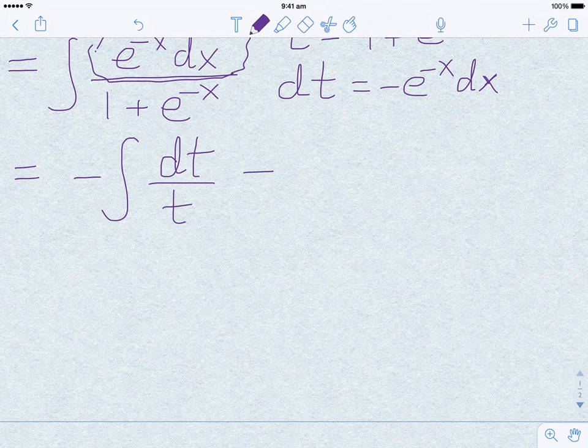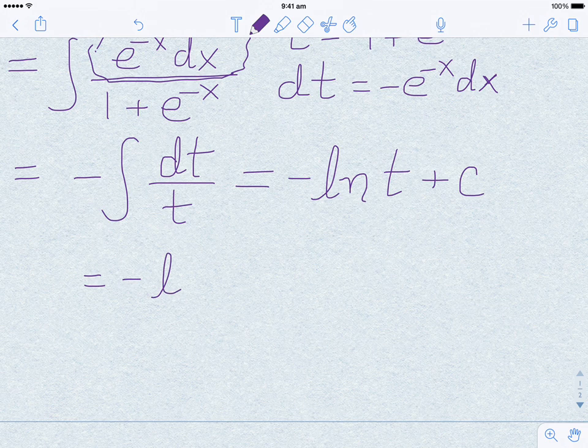This is nothing but minus ln of t plus c, where ln, in some places they call it ln, in some other places they call it lan, is the natural logarithm of a number t, log with the base e. Okay, log to the base e. That's what ln is. So this is nothing but, replacing what t is, minus ln of 1 plus e to the power minus x plus c, and we are done.